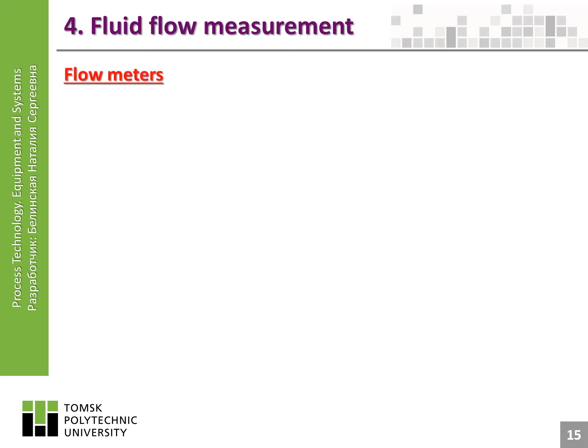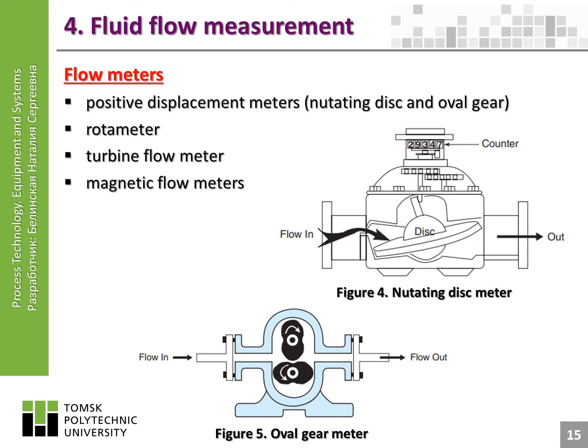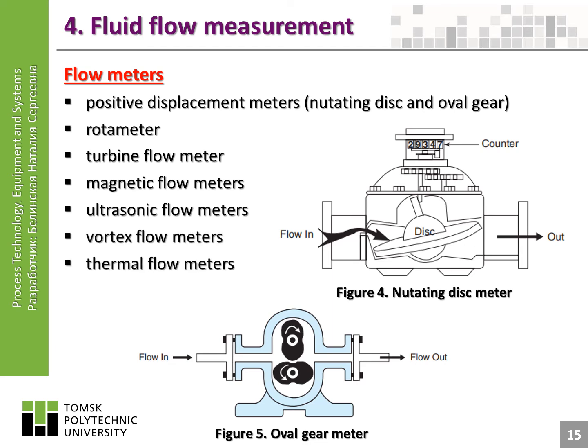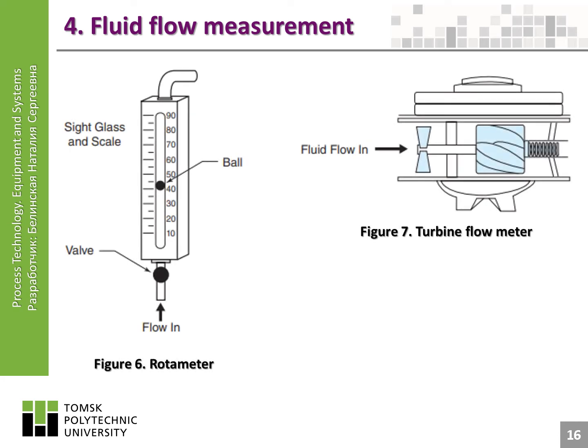Flow meters. Positive displacement meters, nutating disc and oval gear. Rotameter. Turbine flow meter. Magnetic flow meters. Ultrasonic flow meters. Vortex flow meters. Thermal flow meters. The Coriolis meter. In these figures you can see a rotameter and a turbine flow meter.